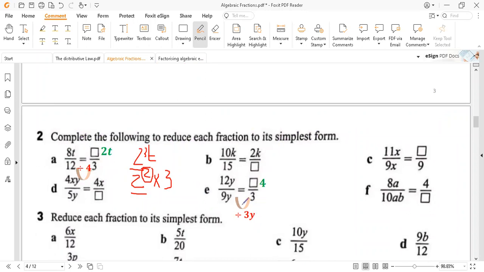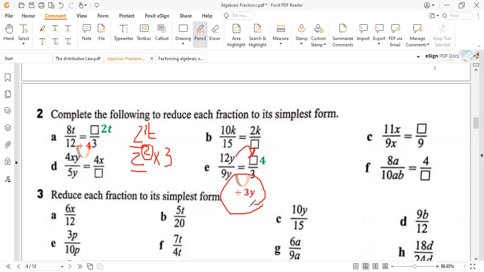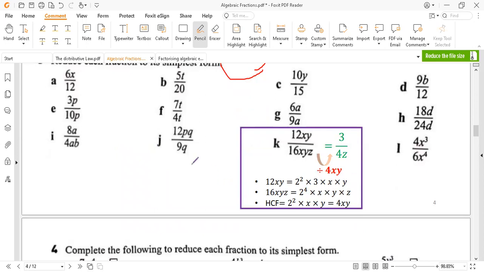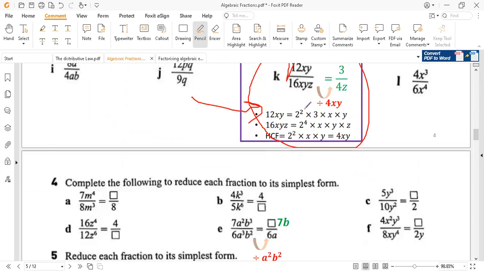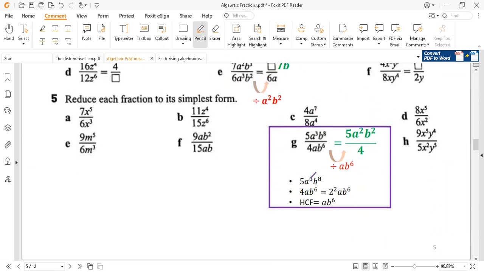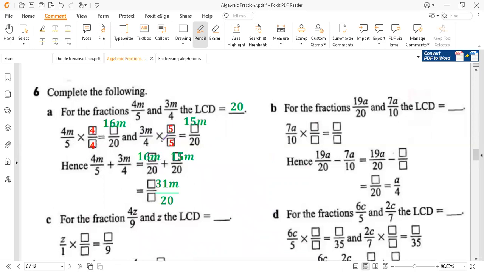2t over 3. Here, the highest common factor is 3y. So we divide both numerator and denominator by 3y to obtain 4 over 3 as the simplest form, or the simplest fraction equivalent to 12y over 9y. Also, you can, for example, find the details about using the HCF of both numerator and denominator in this example. And so also easy, the same HCF.